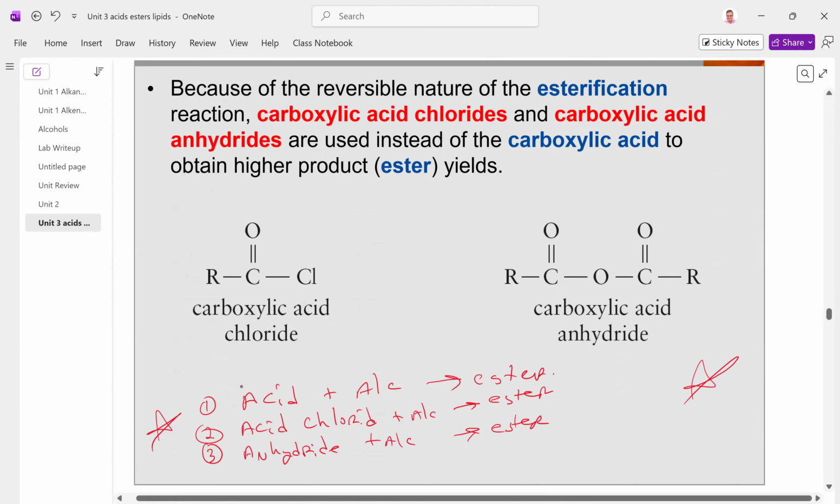Test time. Okay. I'm going to give you an ester. I'm going to ask you, what are the three ways to make this? And you're going to go through showing me the acid and alcohol way, the acid chloride and alcohol way, and the anhydride and alcohol way.